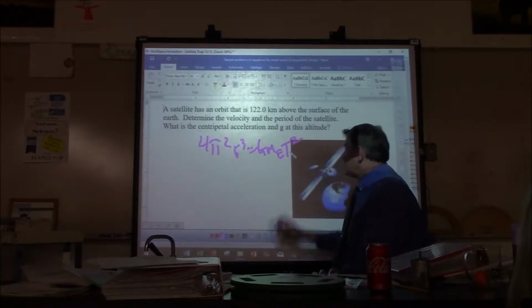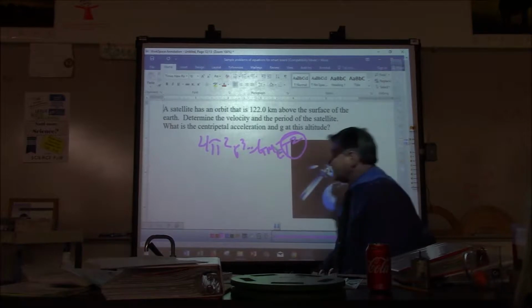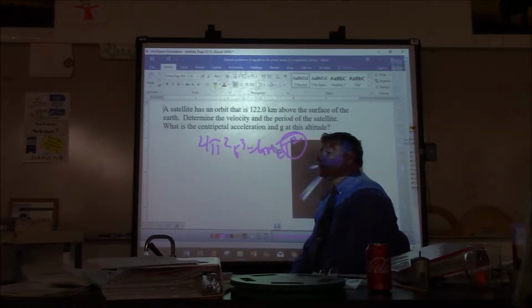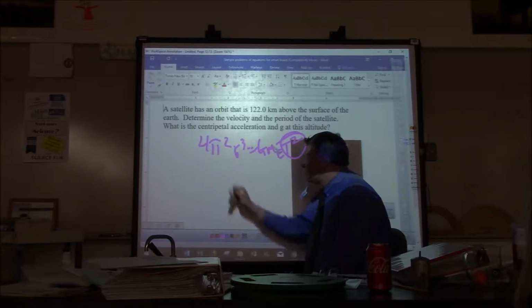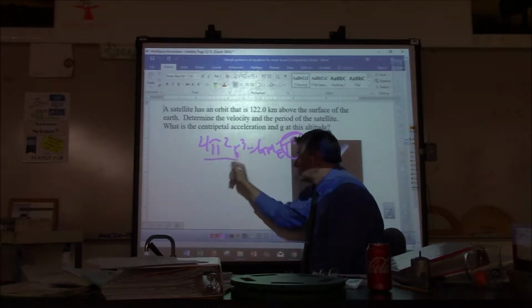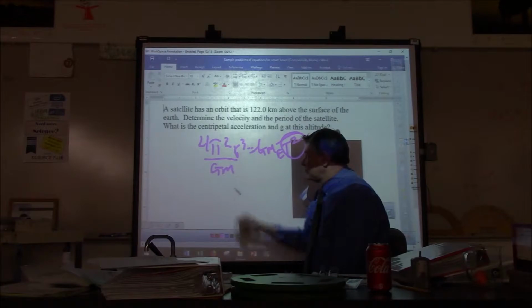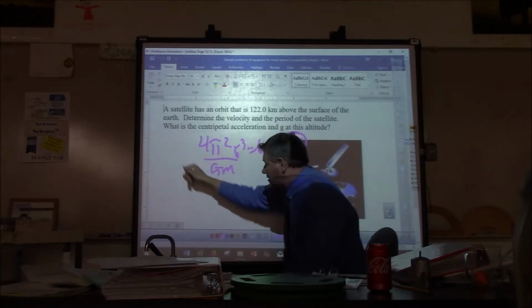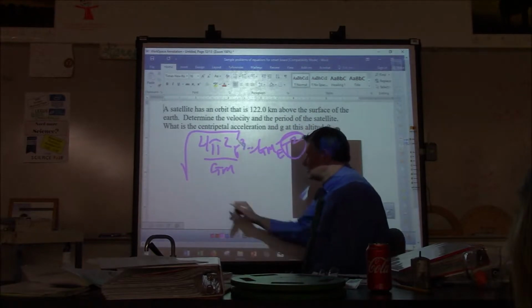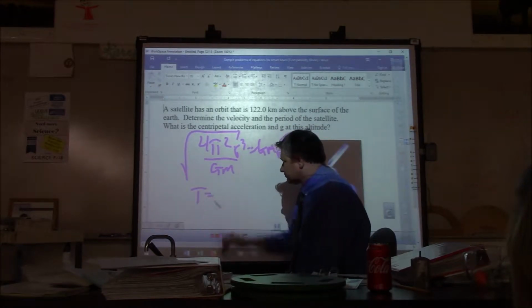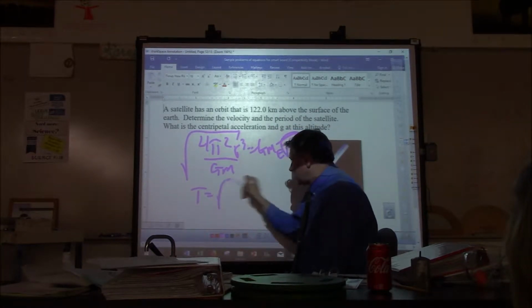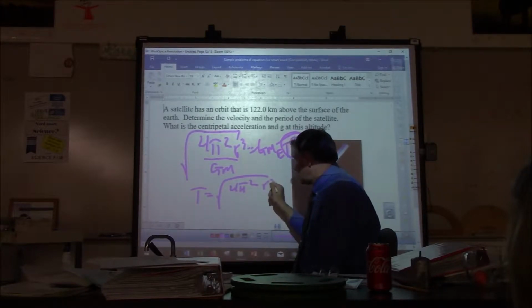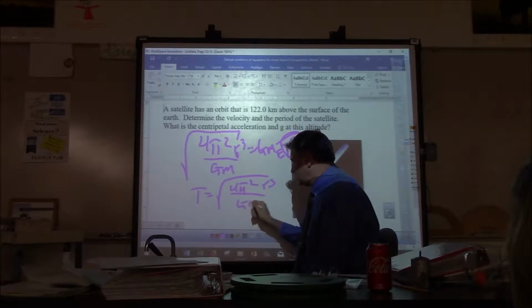So, what am I going to do to get t by itself? Divide by the big G and mass. Okay? Then what? Square root of. Yeah, and then take the square root of all of that. So here's what you've got. You've got the square root of 4 pi squared r cubed over big G mass of the Earth.